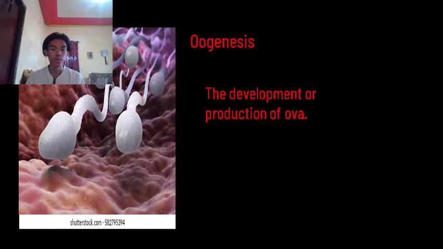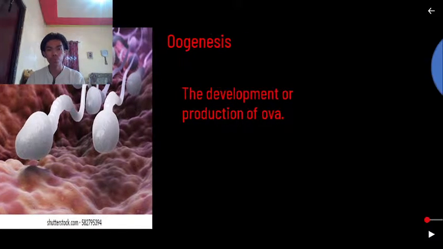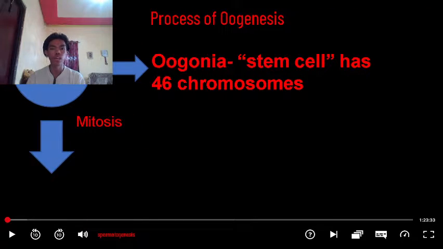Okay, understandable naman siguro? So here in the process of oogenesis, malalaman natin kung paano na-form ang isang female gamete. Okay, so in the whole process, malalaman natin step by step. Okay? So basically, the process of oogenesis will start here in the oogonia or the stem cell. It is a diploid cell and it has 46 chromosomes.